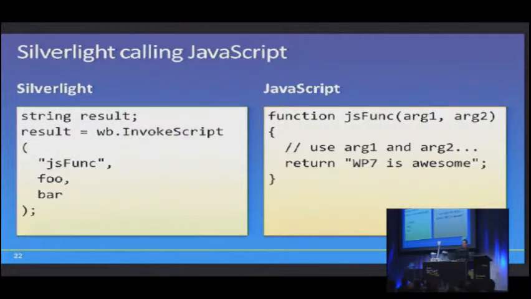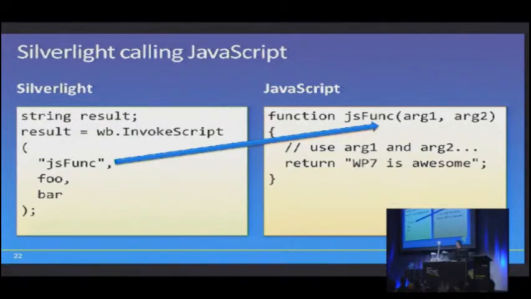So Silverlight can use this method called invoke script to invoke a script function. So here I'm going to invoke the JS function and pass a couple of arguments. And then JavaScript defines that function. It can do stuff and it can return a result. So calling JSFunc from Silverlight invokes JSFunc in the browser, and of course it can return something back to Silverlight.